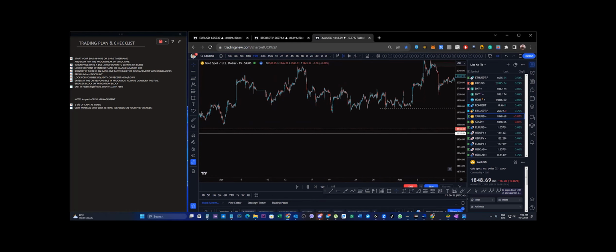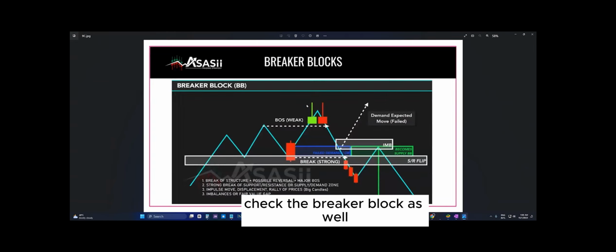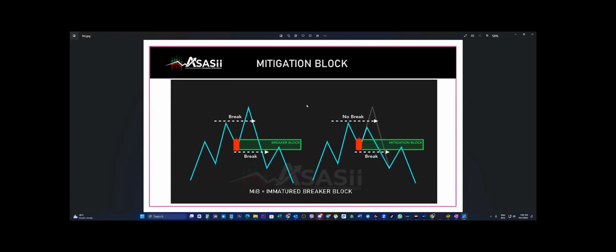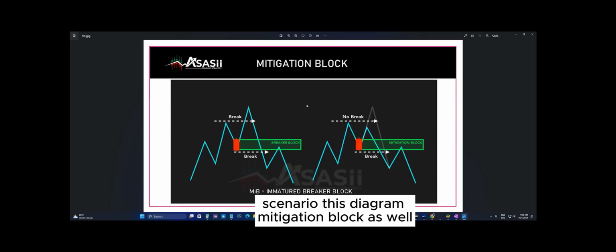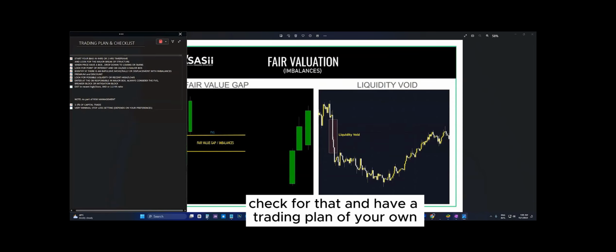I hope this trading plan, do a back test, especially the order block. Check kung which order block is best to trade. Check the breaker block as well. Go for the breaker block. You can screenshot this scenario, this diagram. Mitigation block as well. Check for that. And have a trading plan of your own.